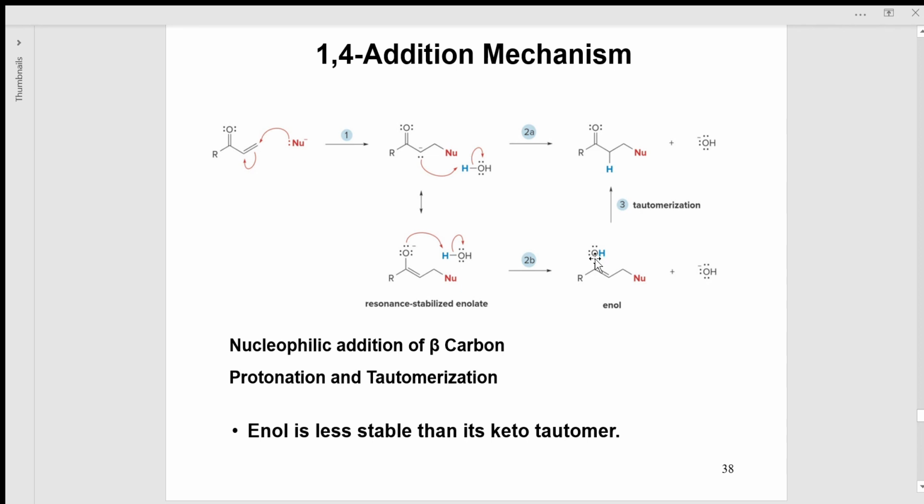Alright, we also have another name for this structure. This is an enol. The carbon here, the second carbon, is part of an alkene. It is also part of an alcohol. So it is an enol. An enol is not as stable as a ketone. So the enol will transform, or tautomerize, to the ketone form.